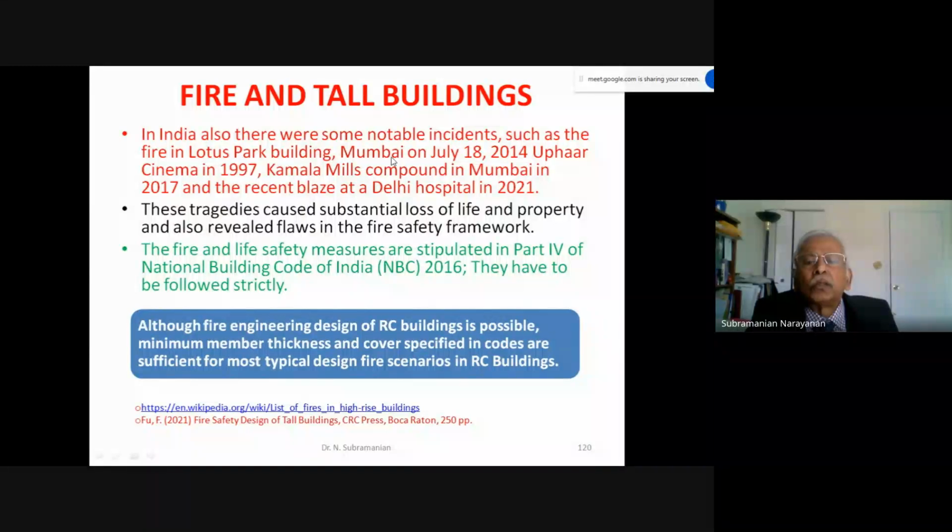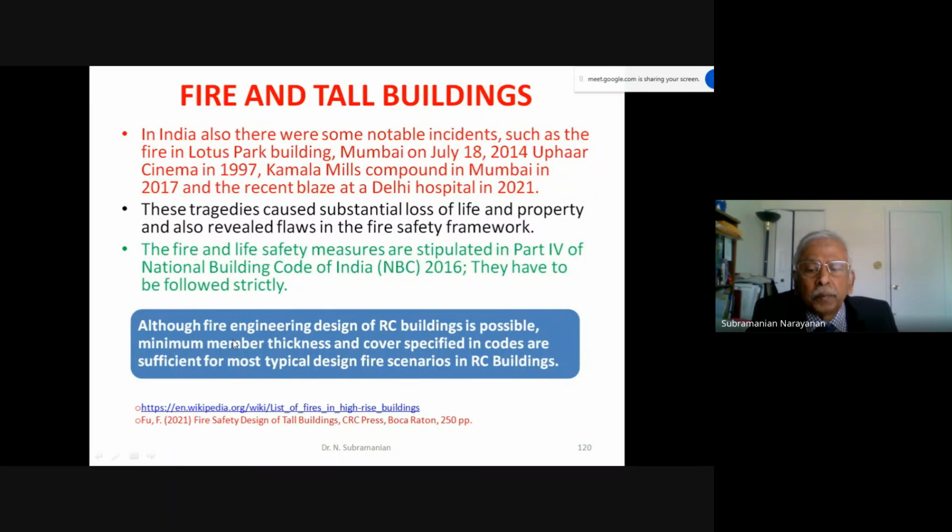In India also, there are so many examples of fire accidents. I have given some examples here: Lotus Park building in Mumbai in 2014, Abhar Cinema in 1987, etc. These tragedies caused substantial loss of life and property and also revealed flaws in the fire safety framework. The fire and life safety measures are stipulated in Part 4 of the NBC. They have to be followed strictly. Actually, NBC has recently released two big volumes which you can download.